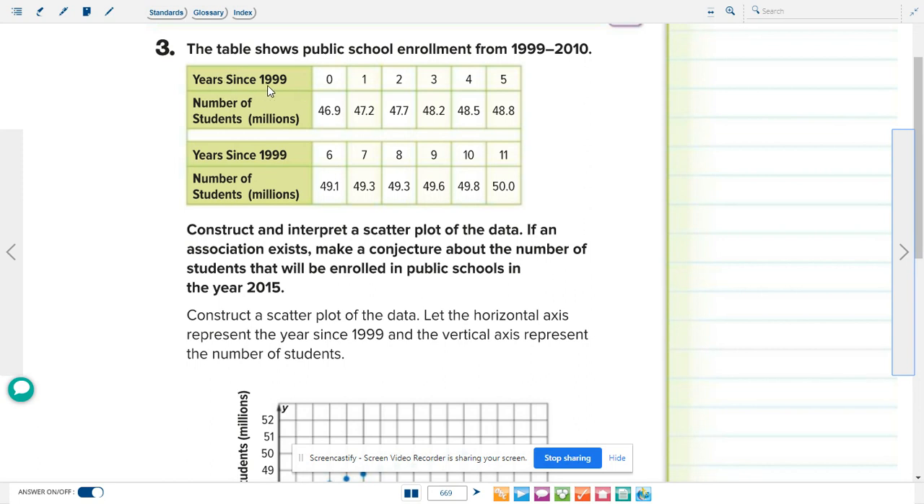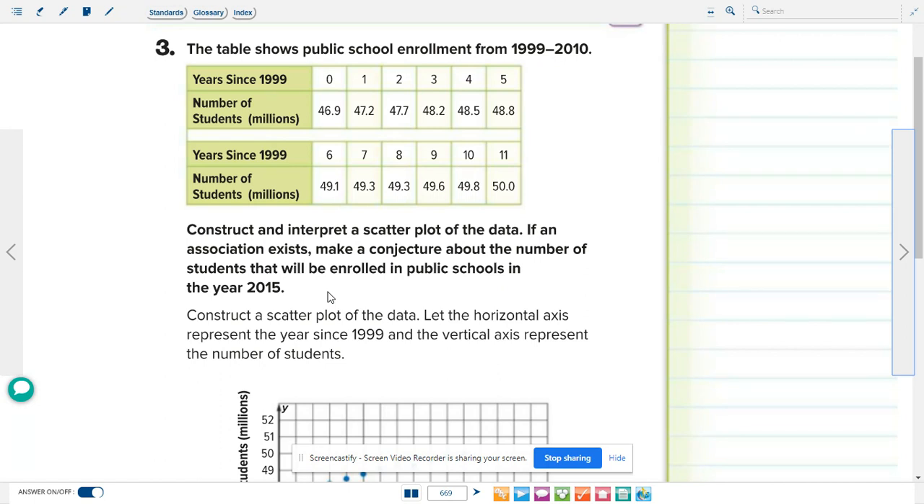All right, years since 1999. So in 1999 would be 0 years. Then 2000, this would be the year 2000, 2001, 2003, 2004. Okay, so years since 1999. And we're looking at the number of students that are enrolled in public schools. And these are in millions.